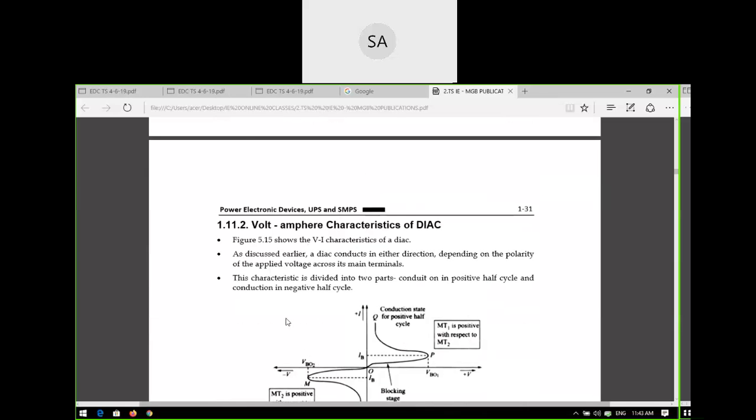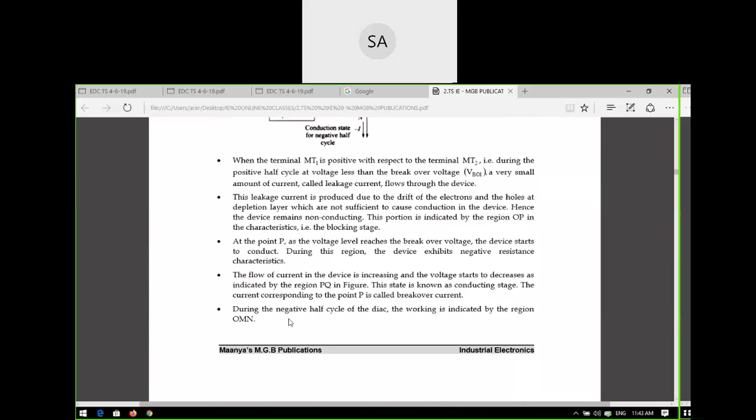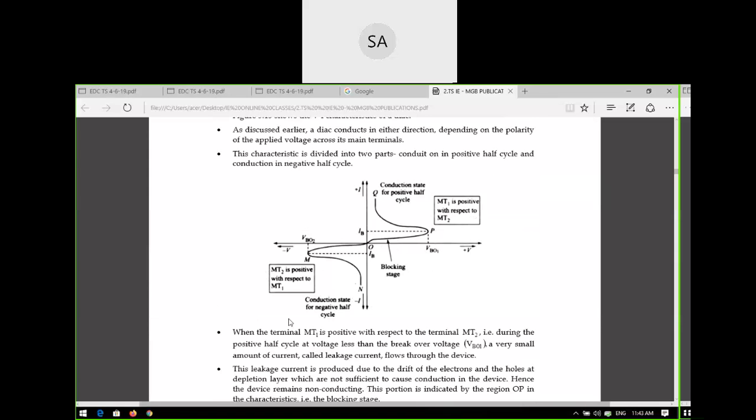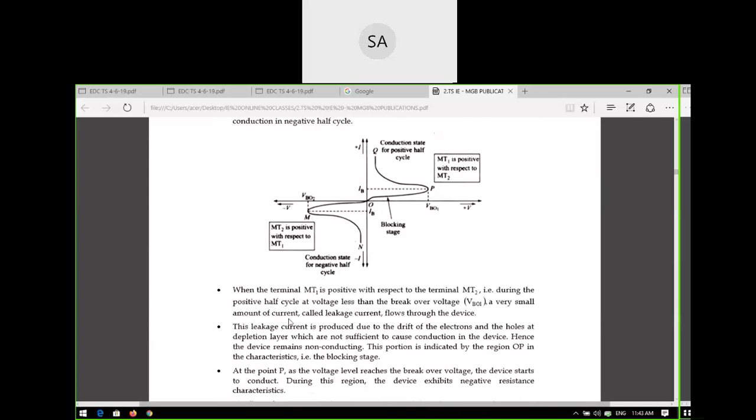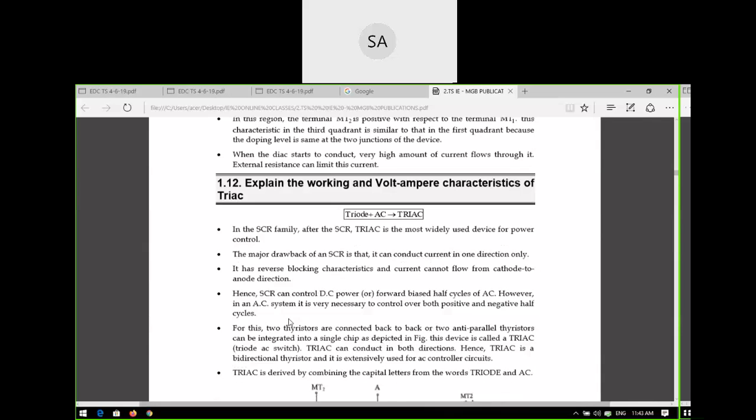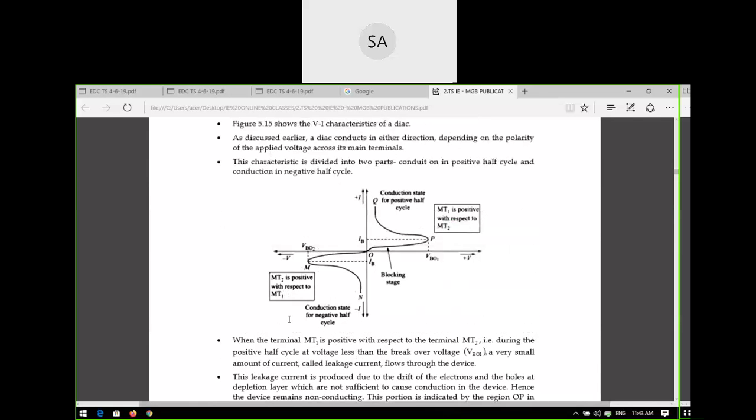The volt-ampere characteristics we have already discussed. They are the same as the forward characteristics of an SCR. Here you can see the characteristics. The same thing we have already discussed: the SCR can be turned on in two ways, by increasing the voltage beyond the breakover voltage, and second, by applying a positive triggering voltage to the gate terminal.